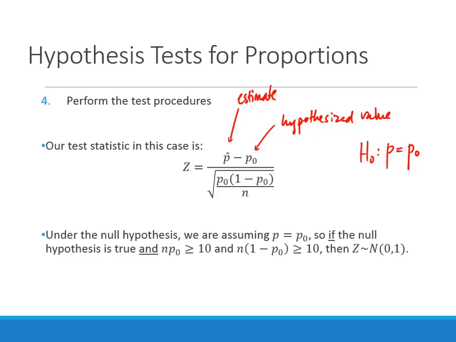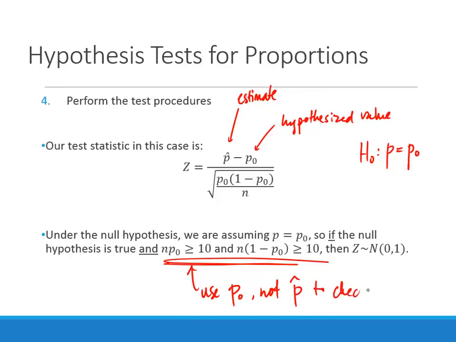Okay, so the check we need to do before we actually perform this test is, again, just make sure we have a random sample and make sure that these two conditions are satisfied. Again, it's involving p0 and not p hat like it was before, because that's what the null hypothesis is telling us. So when you're doing your large enough check here, you want to make sure to use p0 and not p hat. Okay, so let's make a note of that. Use p0, not p hat, to check large enough.